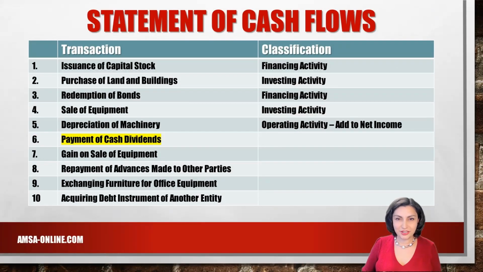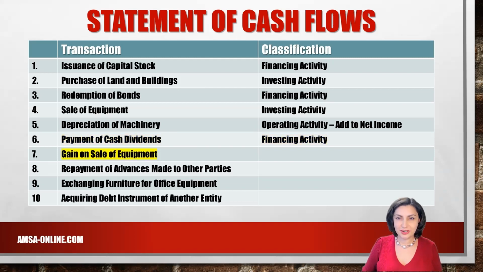The next transaction is paying dividends with cash. This transaction reduces retained earnings, which in turn reduces the stockholders' equity. Therefore, paying dividends will be classified as a financing activity.